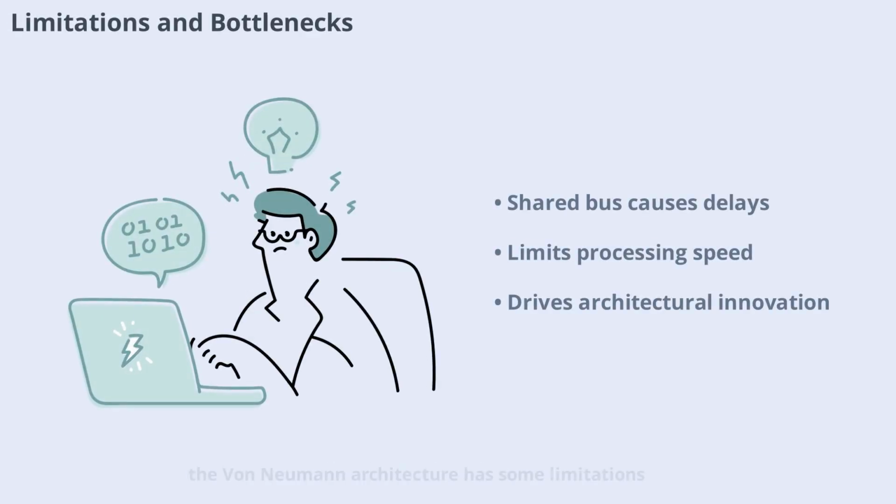laptops. Despite its strengths, the von Neumann architecture has some limitations. The most notable is the so-called von Neumann bottleneck. Because instructions and data share the same bus, only one can be accessed at a time, which can slow down processing. This bottleneck becomes more pronounced as computers get faster and more complex. Understanding these limitations is important for appreciating how computer architecture continues to evolve.